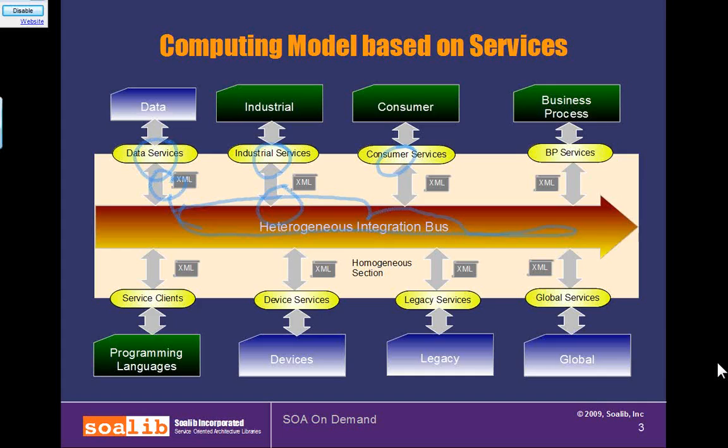This bus also does the routing. This bus knows at which site, which IP address, which port location this particular service is running. And it routes the message based on what target service the message should be routed to.